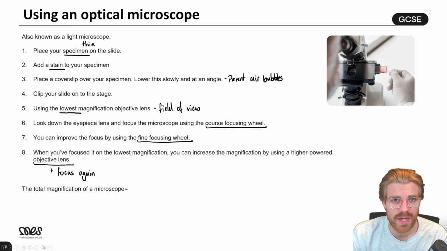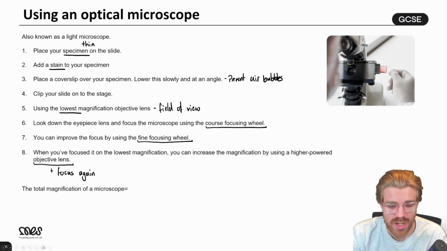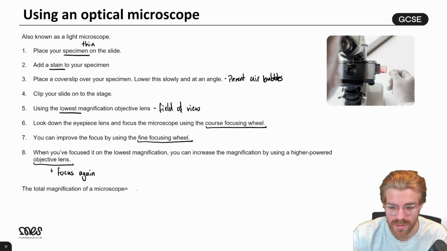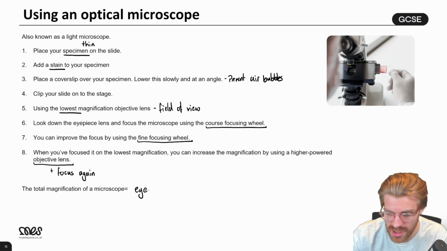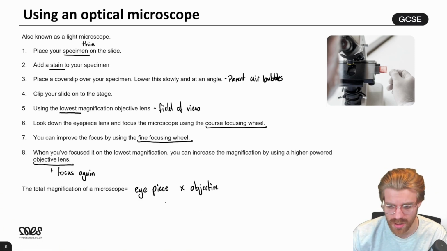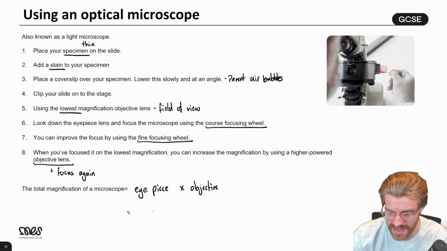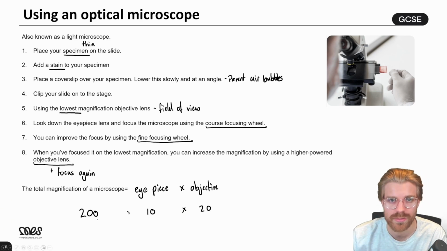Now we need to be able to work out what the total magnification of the microscope is. We are using two different lenses to do this. The total magnification of a microscope is equal to the magnification of the eyepiece lens multiplied by the magnification of the objective lens. So, for example, if we had an eyepiece lens that was times 10 and an objective lens that was times 20, the total magnification would be times 200.